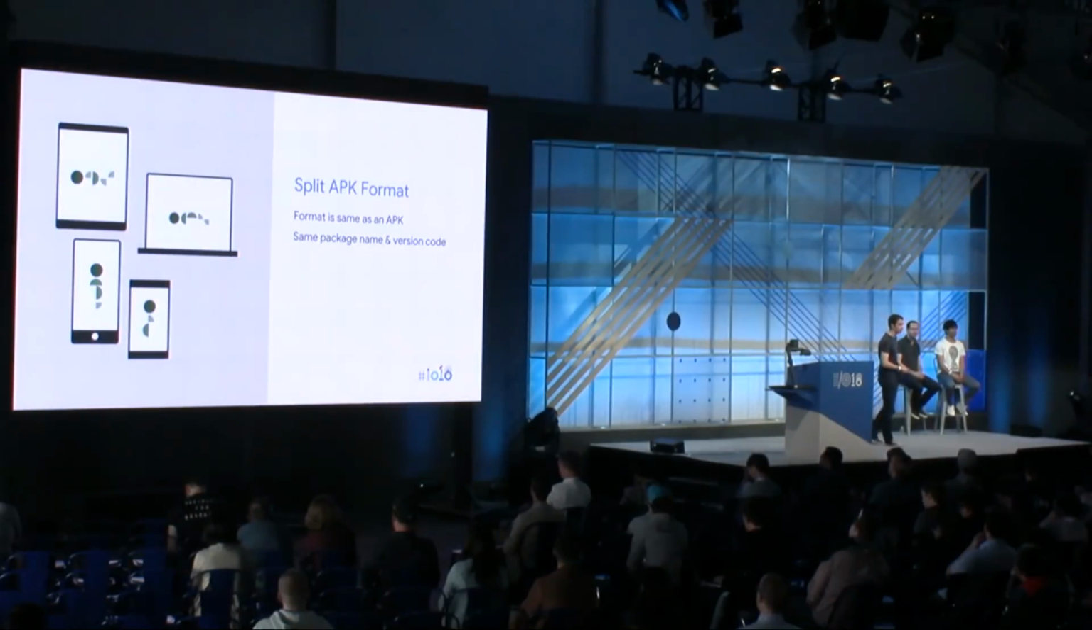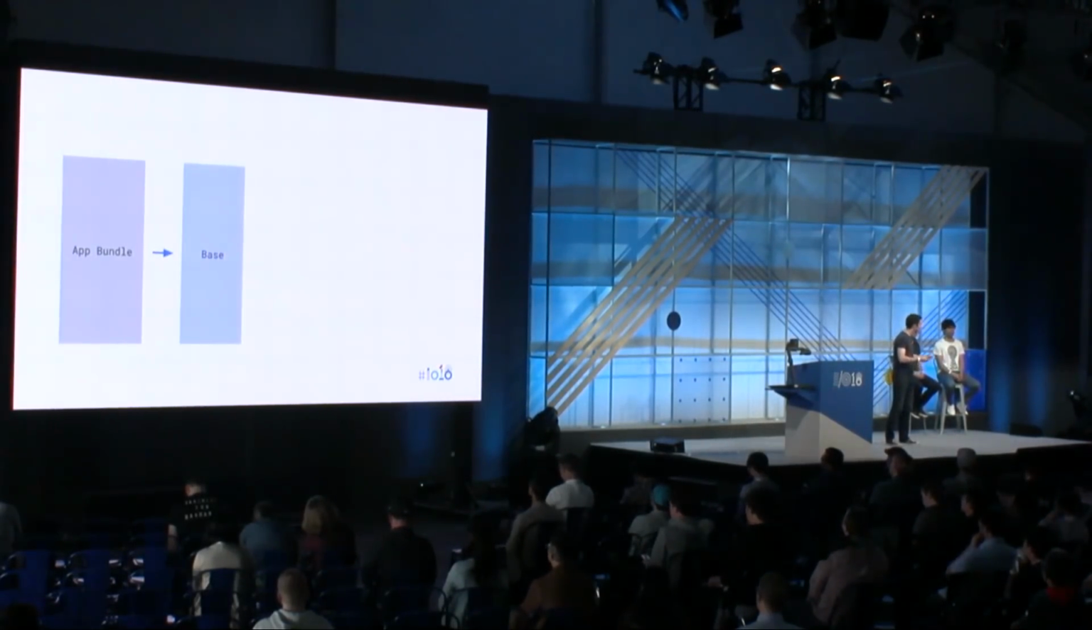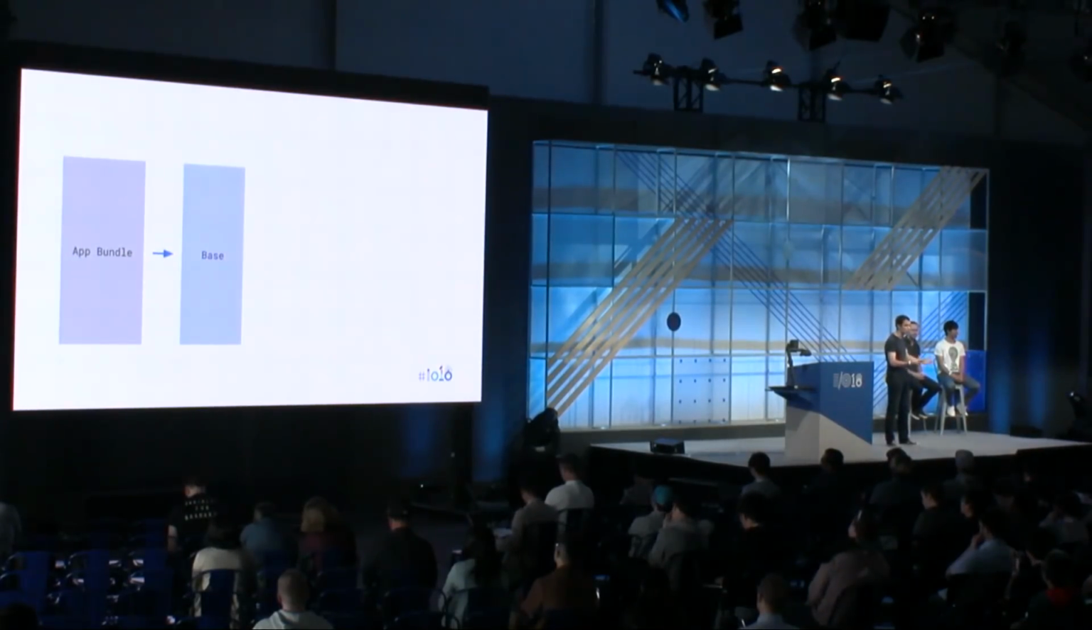So now let's take a look at how we can take the Android app bundle and generate split APKs that we then serve to devices. So we start by looking in the app bundle and finding everything that is common to all the devices and putting those in a base APK. So this would include the Android manifest file and the DEX files, for instance.